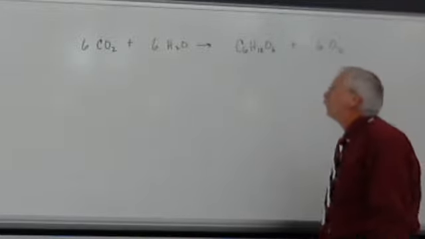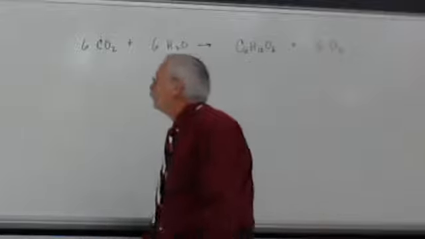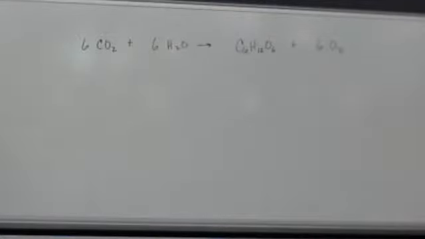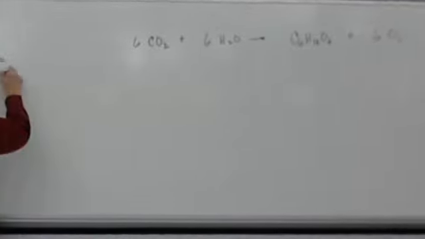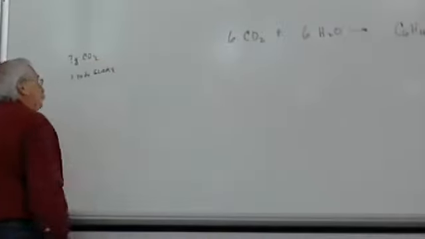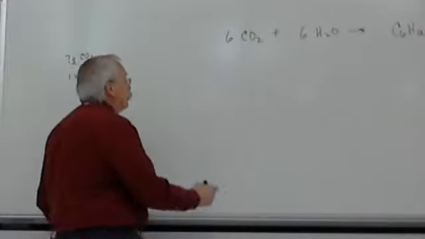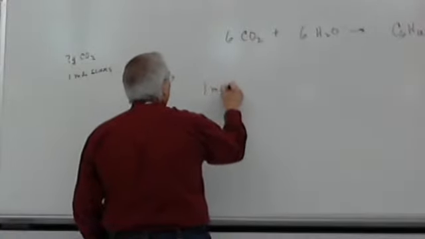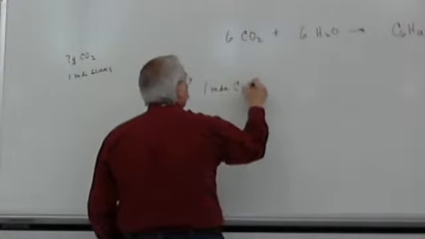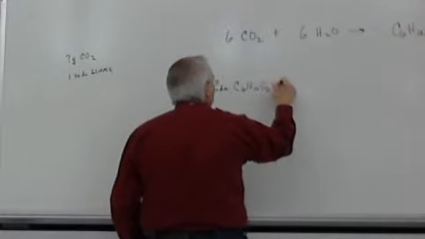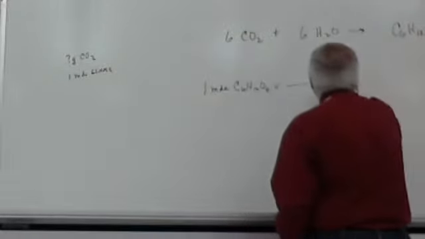How many grams of carbon dioxide are required to produce 1 mole of glucose? Okay. It's pretty straightforward stoichiometry. It's not a limiting reagent. It's just a one-step stoichiometry problem. So we start with what we know. We know that we have 1 mole of the glucose. And we're looking for carbon dioxide.